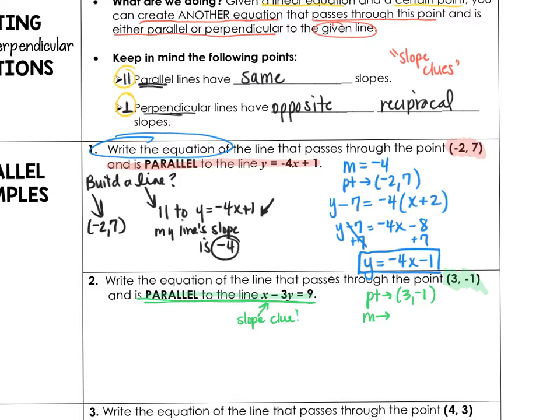Okay, that's my slope clue. And it's not very helpful to me in standard form because it's hard to grab the slope. So let's take this slope clue, this parallel line, and let's find the slope.